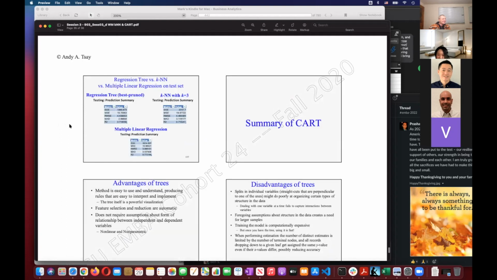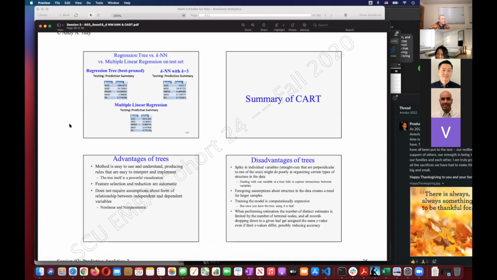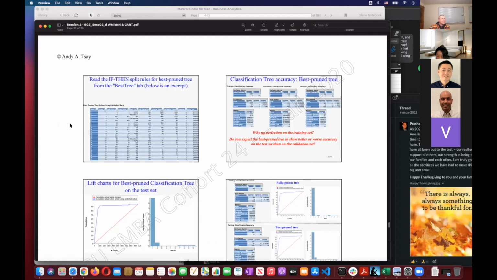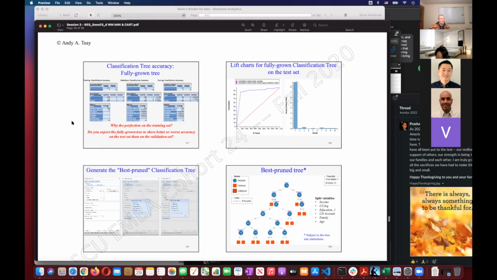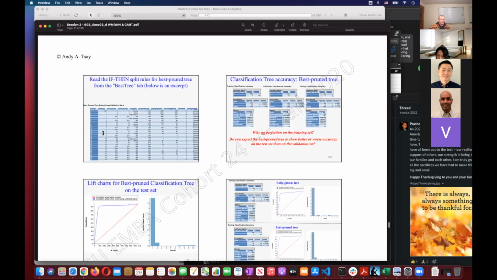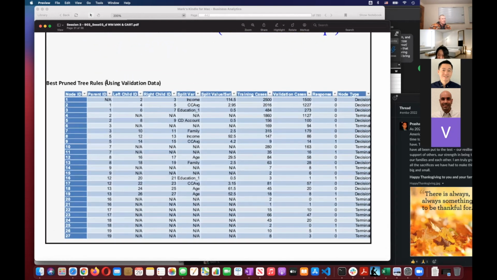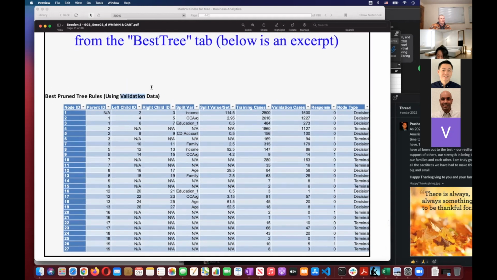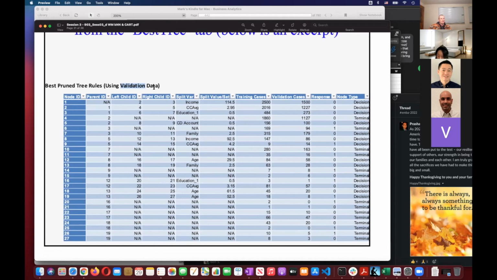So, tree, real quickly. Fully grown tree, no connection between validation and test set because it's a fully grown tree. Best pruned tree, is there better or worse accuracy shown going from validation to test? Yeah, because the best pruned tree is selected using validation data, it's therefore tailored slightly towards validation data, which means it should perform better on the validation data than on the test data. Perfect. That makes sense.